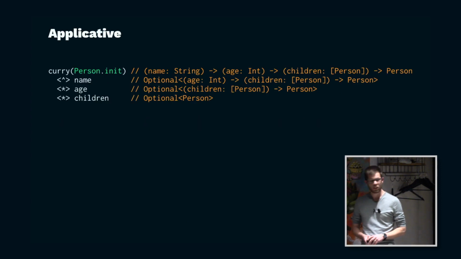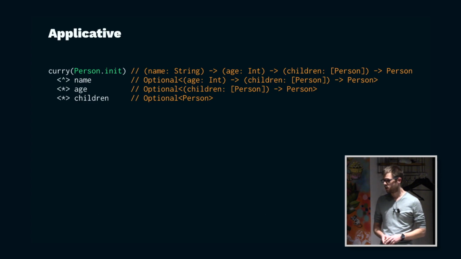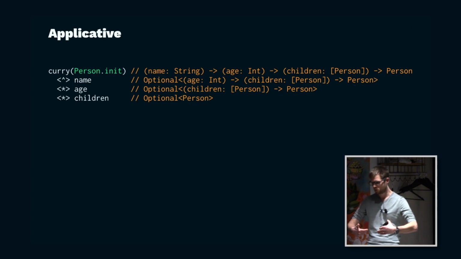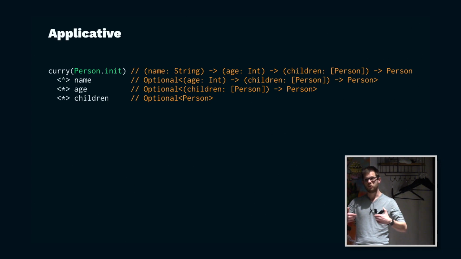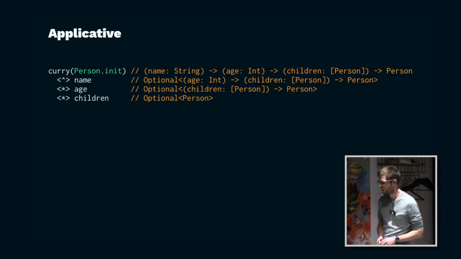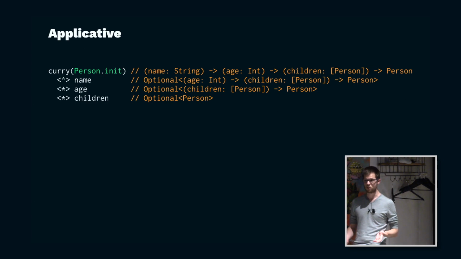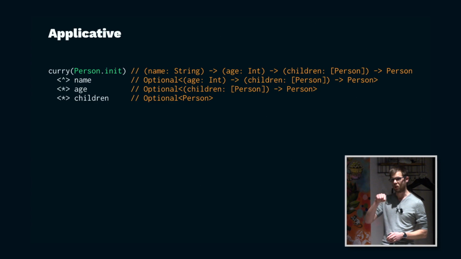And with these operators, we can make it like this. We query the person initializer, then we map the name into it, then we apply the age, and then we apply the children. And you can see the type signatures that this uses on the right in comments. In the end, you either get a person, so a .some person, or if any of these is none, then it will short circuit and you'll get a none.